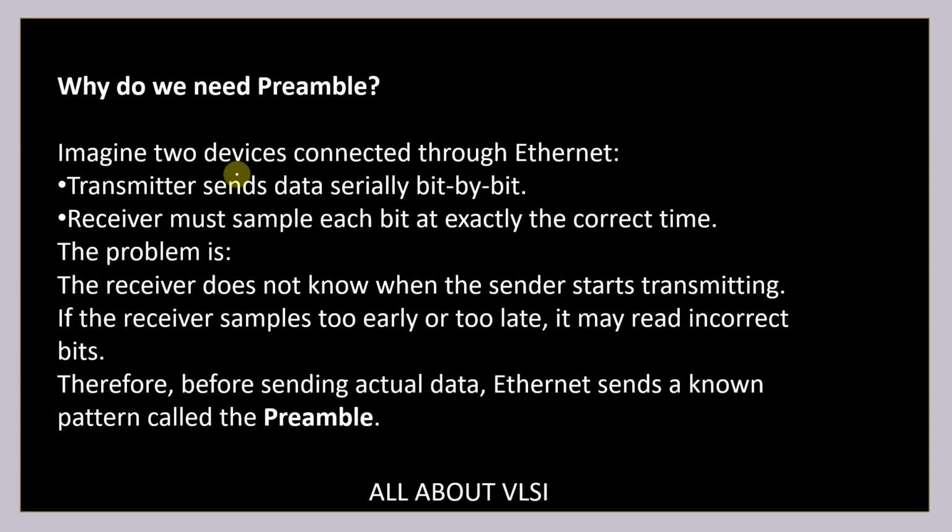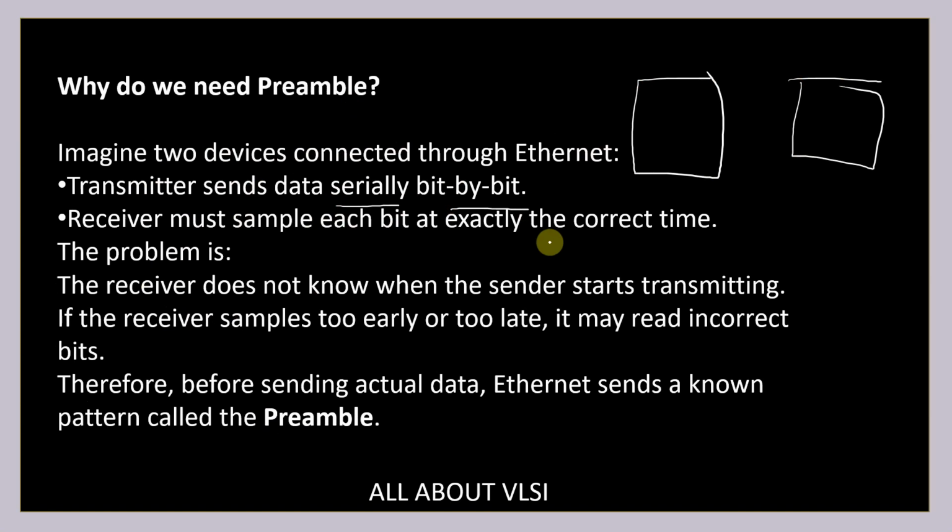If two devices are connected via Ethernet, the transmitter sends the data serially, bit by bit, and the receiver must sample each bit at exactly the correct time. If it is not sampling at the correct time, then it might sample a wrong bit, and it might enter into a metastable state. The receiver does not know when the sender starts transmitting. If the receiver samples too early or too late, it may read incorrect bits.